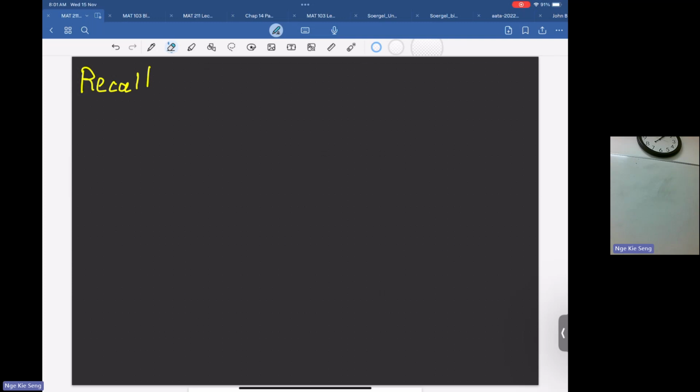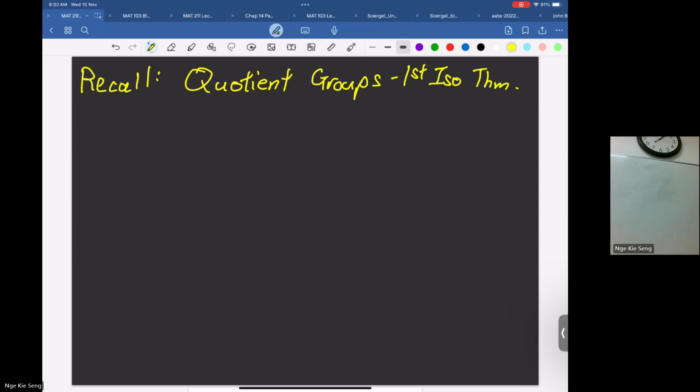So recall what we did last time about quotient groups. The most important thing that you should learn from last lecture is the first isomorphism theorem. So what does the first isomorphism theorem do?